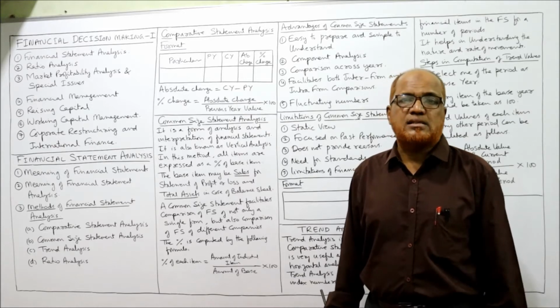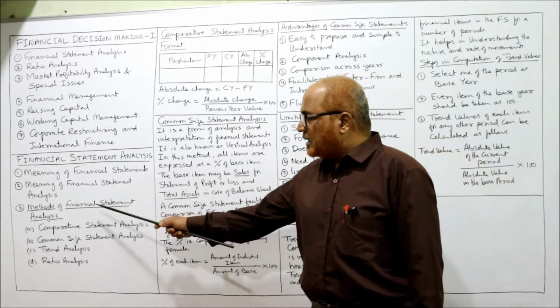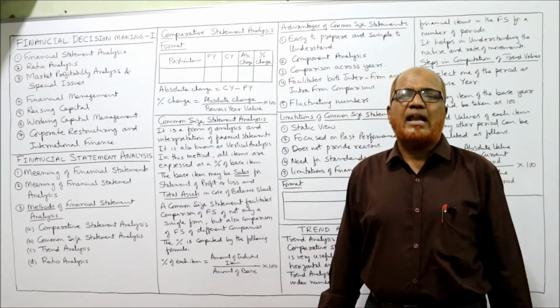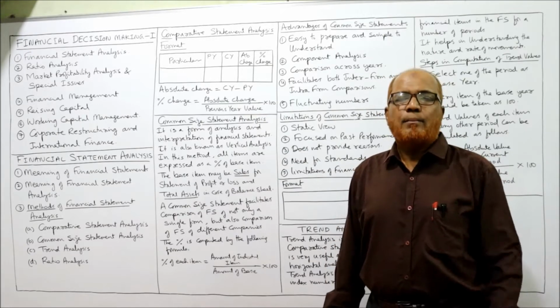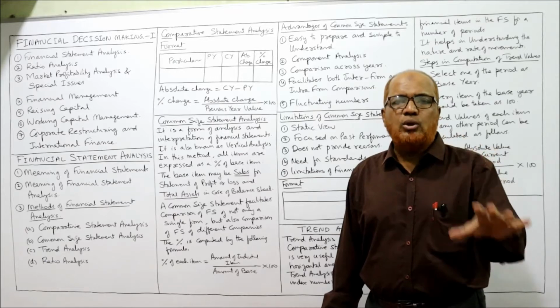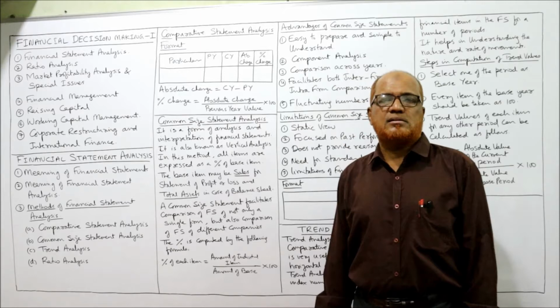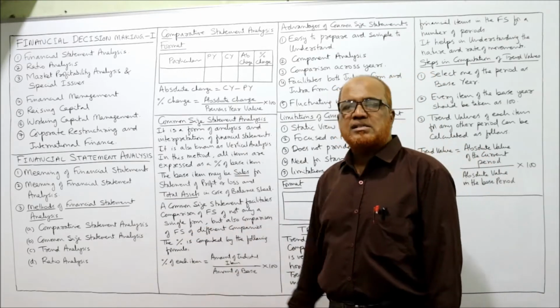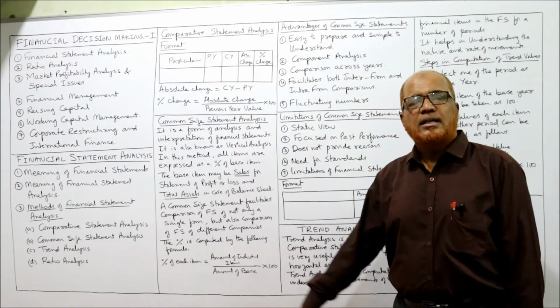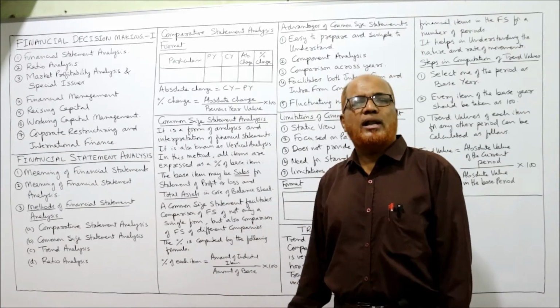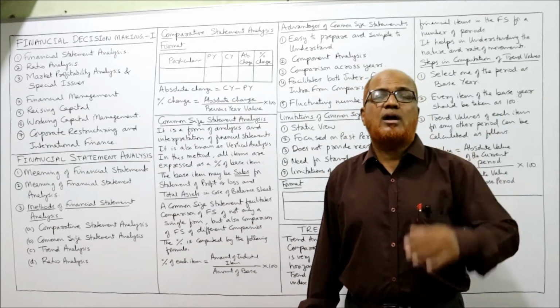That is called analysis. Now, methods of financial statement analysis. There are many methods of analyzing the financial statements, but the most commonly used methods are comparative statement analysis. Secondly, common size statement analysis. Thirdly, trend analysis. Next one, ratio analysis, etc. Still many more are there.